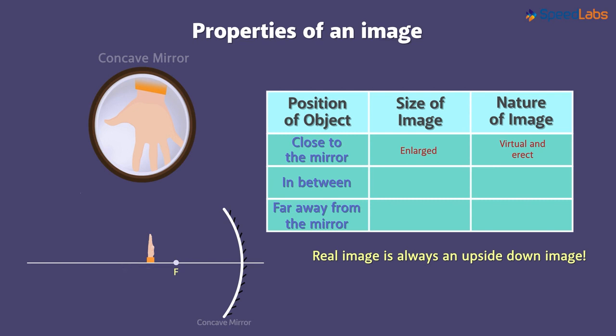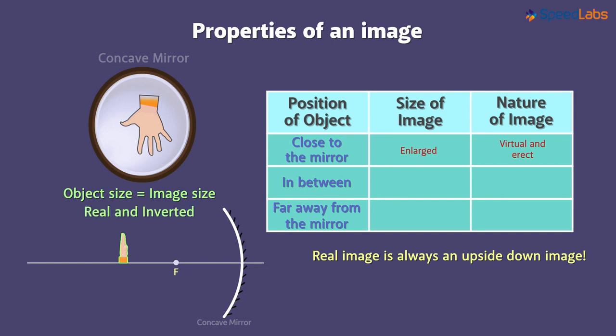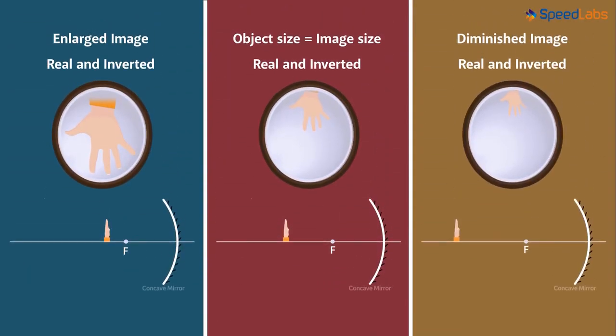What will happen if we move the object further away from the mirror? Let's find out. As you keep moving further away, you will find that at some point, both the image and the object will be of the same size. And the image will be real and inverted. And if you move the object further behind this position, the image will be a real image. However, its size is now lesser compared to the object. So what can we conclude from this? We can say that when the object is in between the two extreme positions, then the image can either be enlarged or diminished or of the same size. What about the nature of the image? Yes, the nature of the image is real and inverted in all cases.